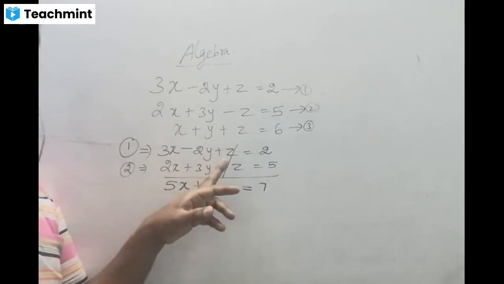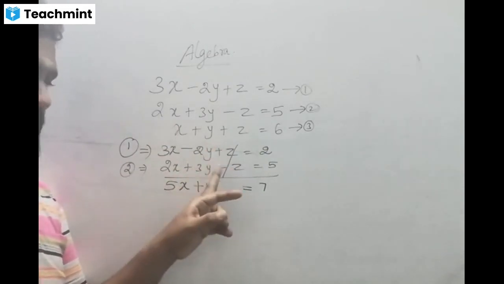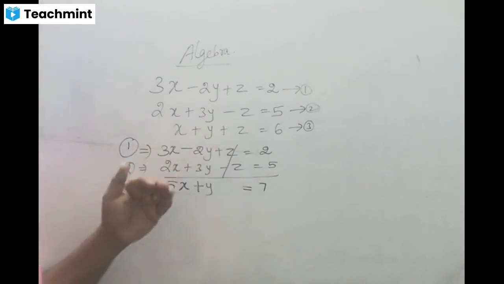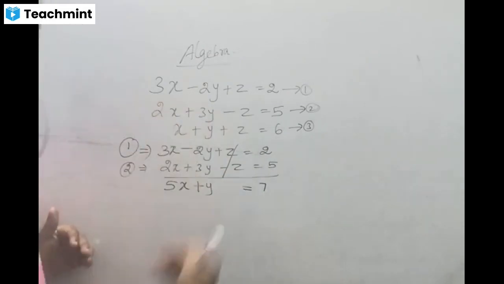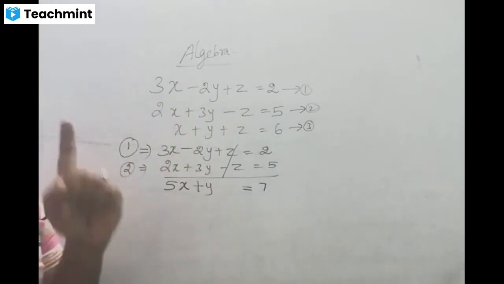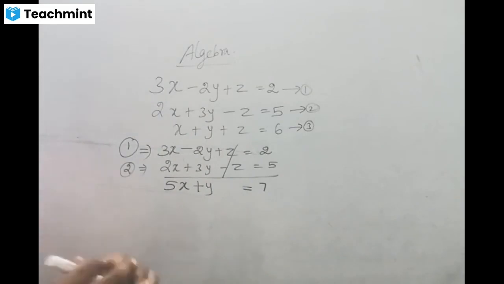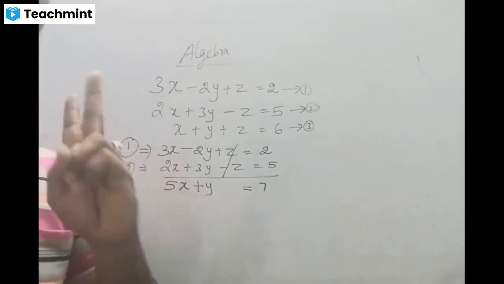Suppose we have the same sign, either both plus or both minus, then what do we do? We just have to subtract the second equation from the first equation. Listen to my point, please. It's very, very important. If you want to eliminate a particular variable, two things are important.